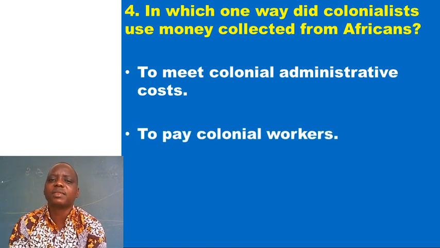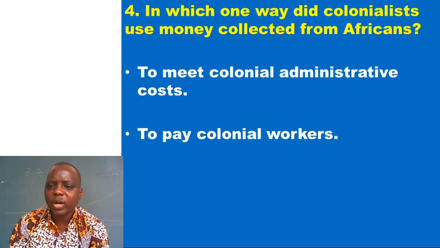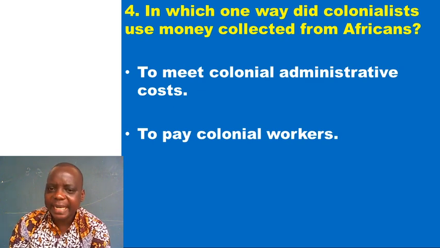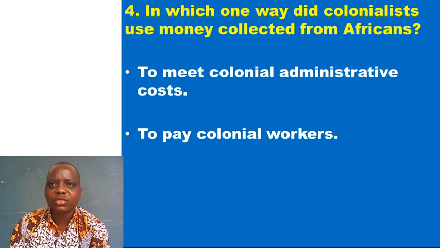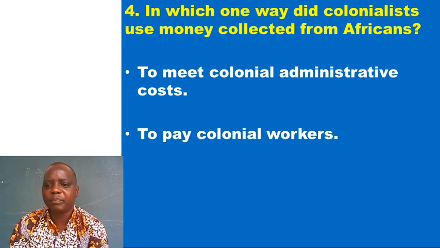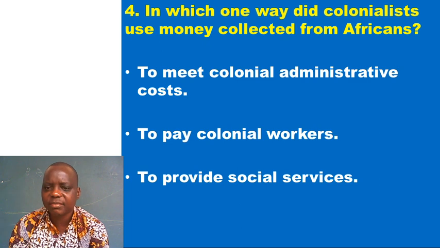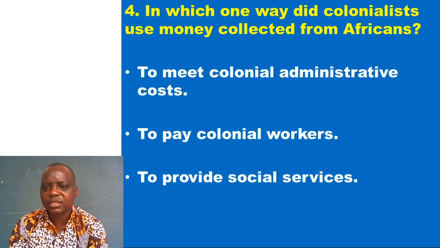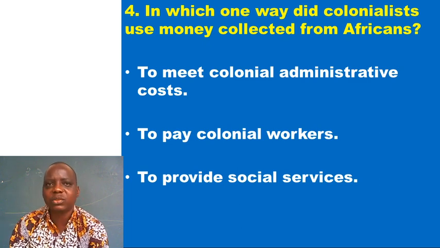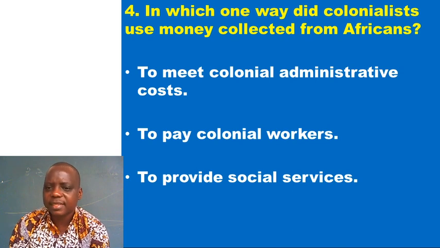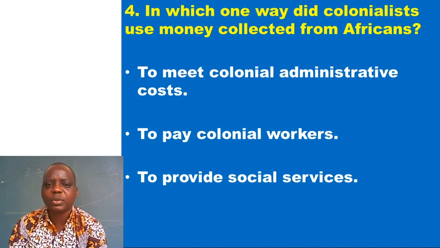They also used this very money to pay colonial workers, both foreigners and Africans who were employed by these people. And then the next one was to provide social services. When we talk of social services, we are looking at services like education, health services, transport, among others. So boys and girls, that brings us to the end of our correction.